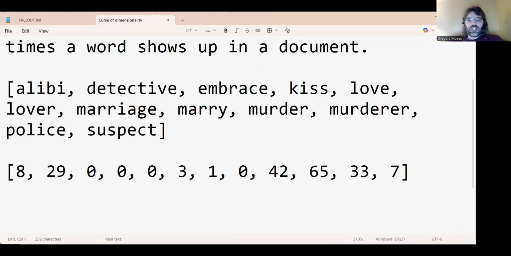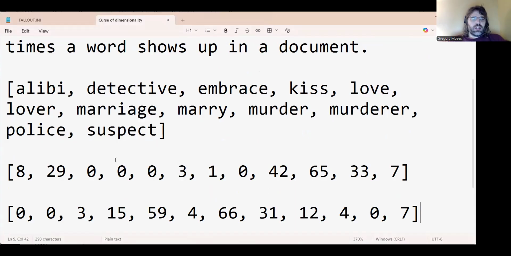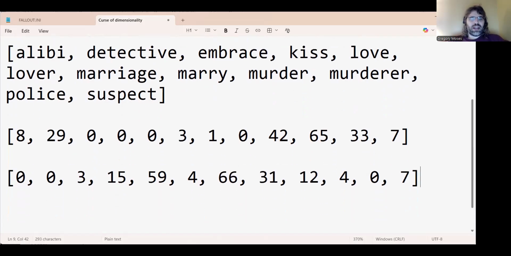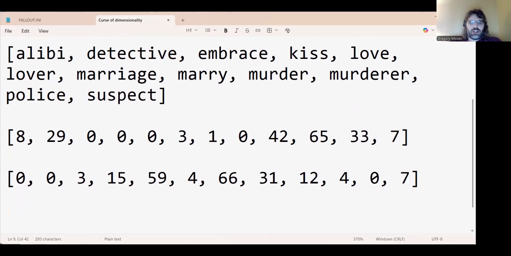And here is another document vector. Bear with me. So alibi 0 times, detective 0 times, embrace 3 times, kiss 15 times, and so on.